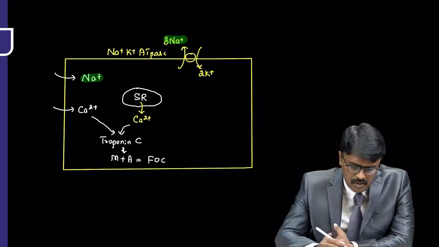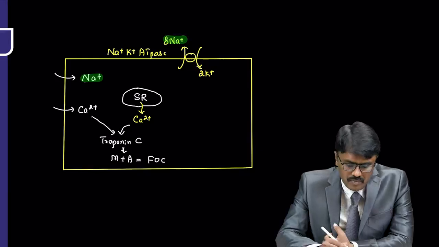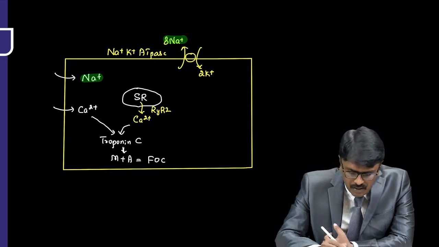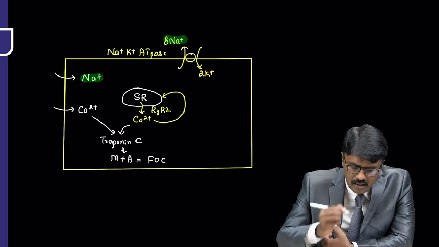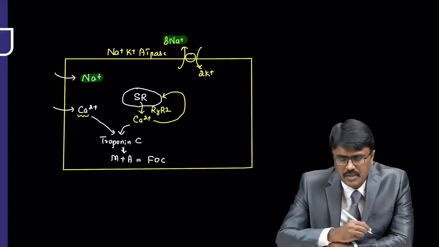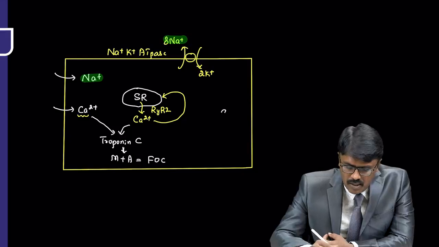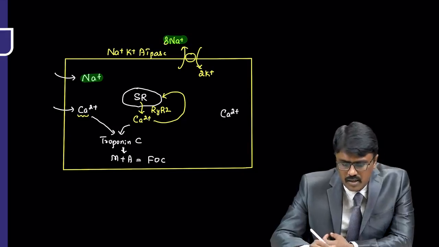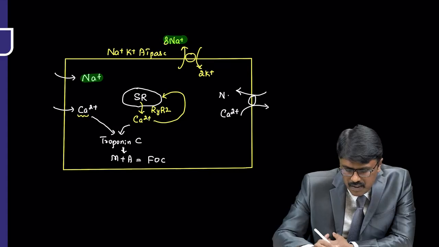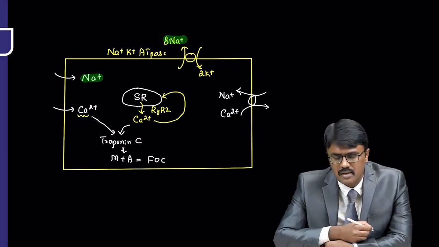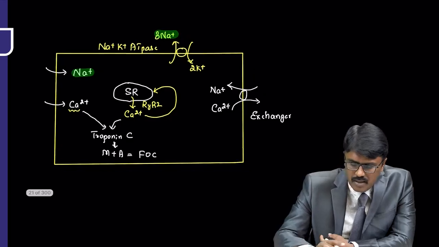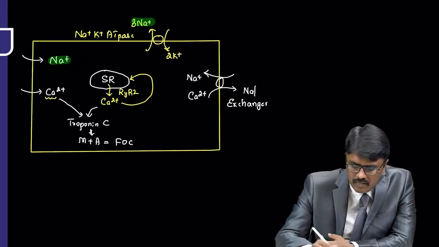Now, what else has entered? The calcium has come out of the sarcoplasmic reticulum with the help of a receptor called ryanodine receptor 2. After the contraction is over, it will again go back and stay in the sarcoplasmic reticulum. What about the calcium which has entered from outside? This calcium will go out with the help of sodium coming inside, and that is called the sodium calcium exchanger. Let me write it again.